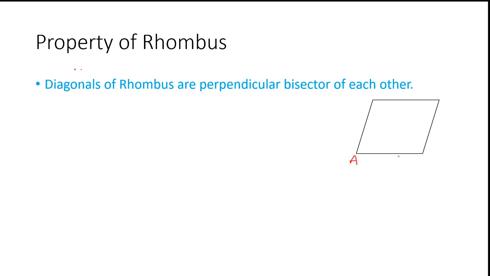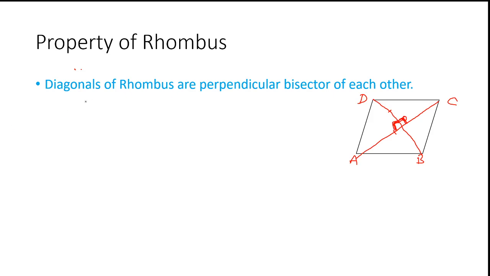So first of all, we'll give the name to this rhombus ABCD, and AC and BD are the diagonals. They are bisecting each other at O. Now we want to prove that the diagonals are perpendicular bisector of each other. They are bisector and they are perpendicular. That means we want to prove that angle DOA and angle DOC are right angles, and they are perpendicular to each other.